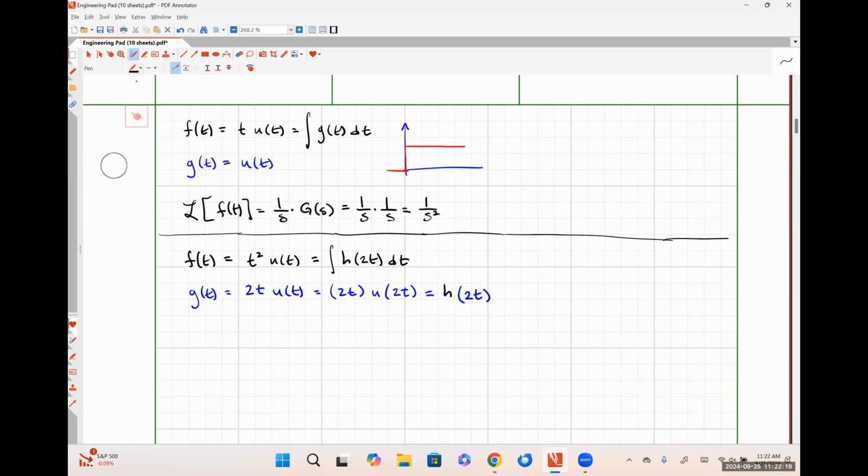So what we should wind up getting is the Laplace transform of f of t will be 1 over s times the Laplace transform of h of 2t, effectively. So what's the Laplace transform of this guy right here? So it's going to be 2 over s squared, because we're multiplying the t by a factor of 2, so it should be double whatever this thing is.